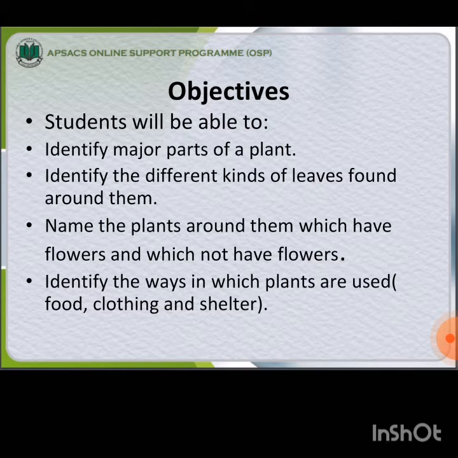Objectives: students will be able to identify major parts of a plant, identify the different kinds of leaves found around them, name the plants around them which have flowers and which do not have flowers. Identify the ways in which plants are used, for example, food, clothing, and shelter.